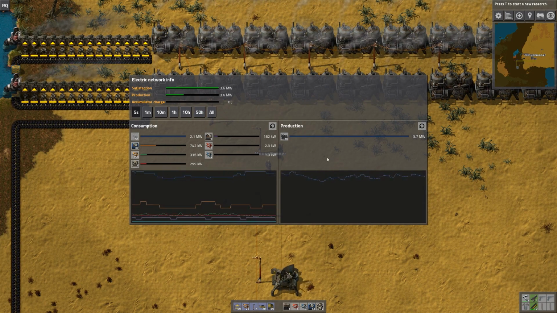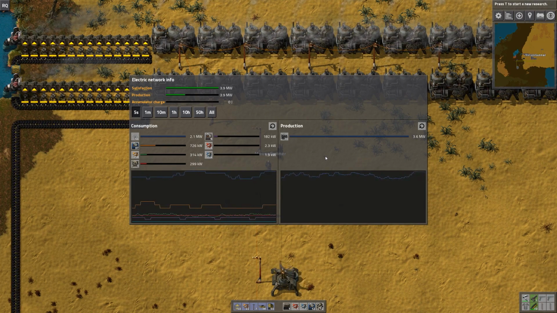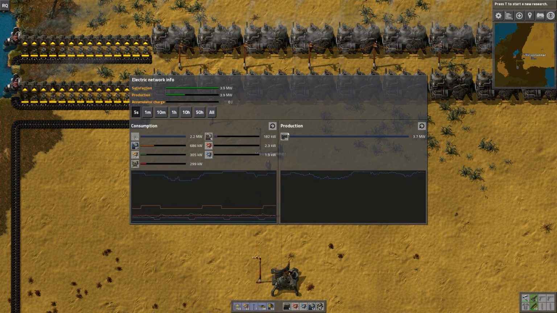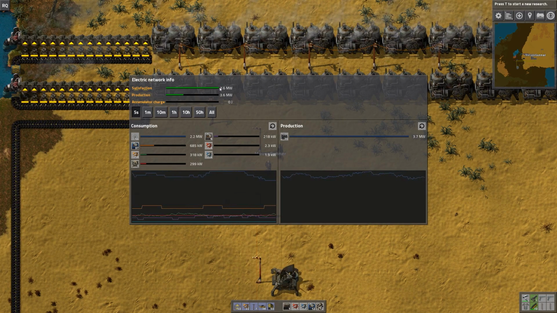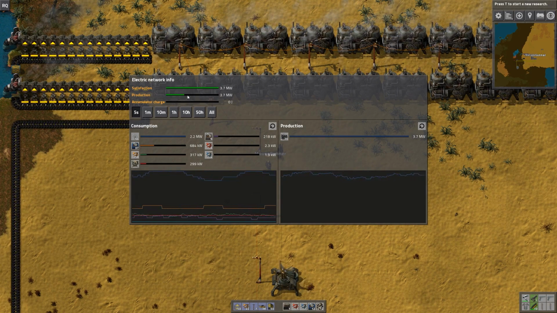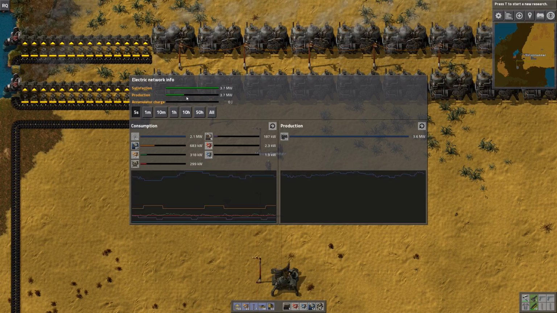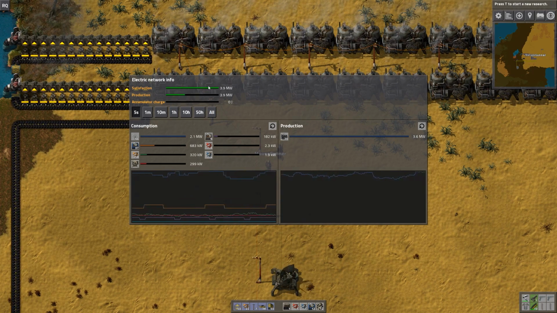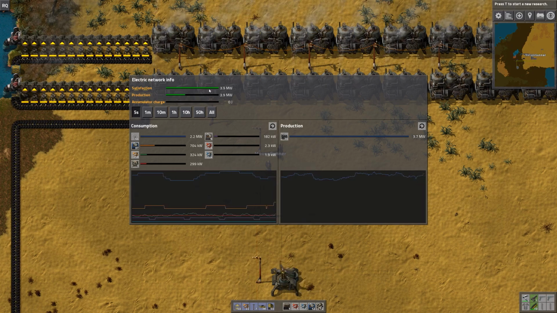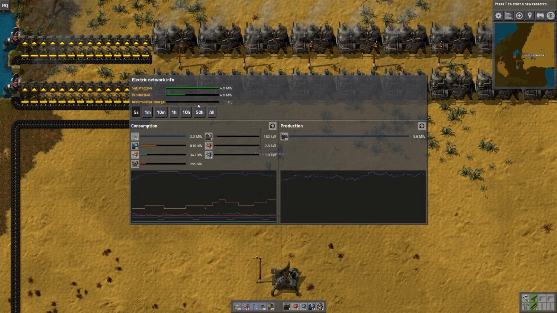We should have looked at this before, but when we were in a low power state, you would have seen the production bar all the way filled up with green, and then the satisfaction bar starting to dip down into a jagged movement. That would represent the fact that we're not always getting 100% satisfaction.